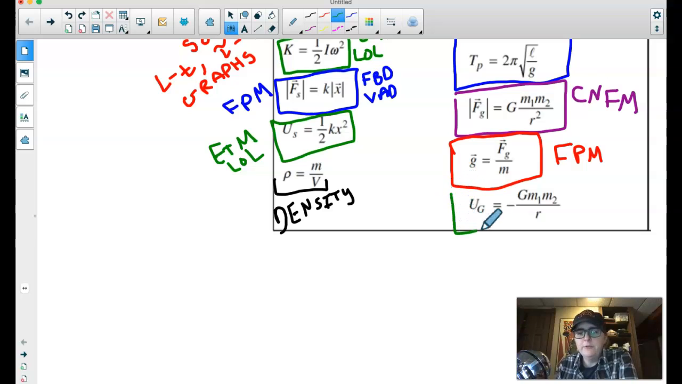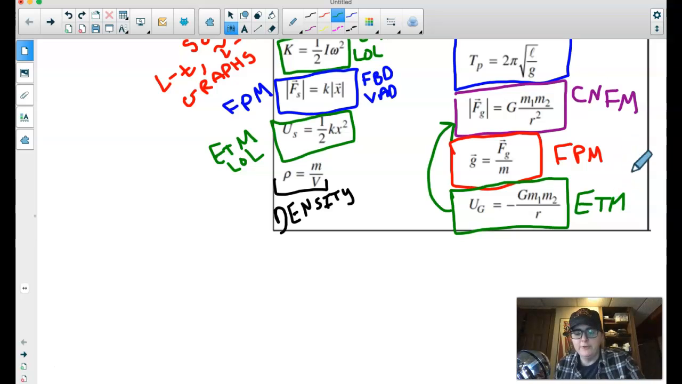Now this last equation, we didn't really talk about this here. This one is UG, gravitational potential energy. But this is what you'd use to find gravitational potential energy in the same contexts where you would use that universal gravitation equation. So where you have massive objects and when they're far away from the surface of the Earth. Aside from that, it gives you the gravitational potential energy.